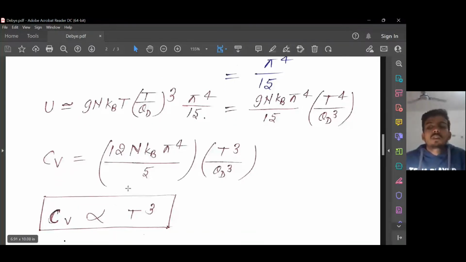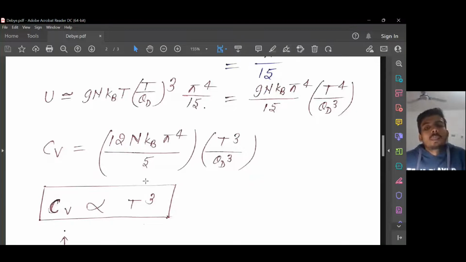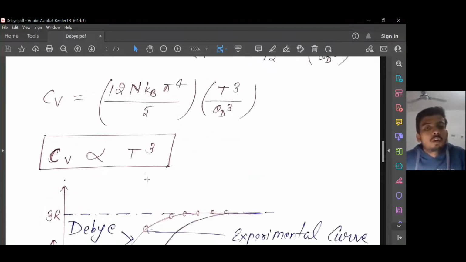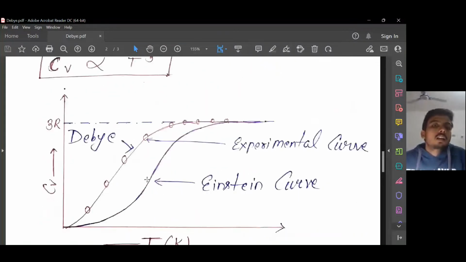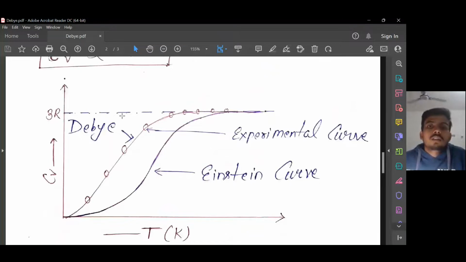So this is the reason why we also call this Debye law the T cube law. Now I have shown here some plots for the specific heat. Now you see this line. This line shows the Dulong-Petit law. Specific heat is 3R, that is constant.